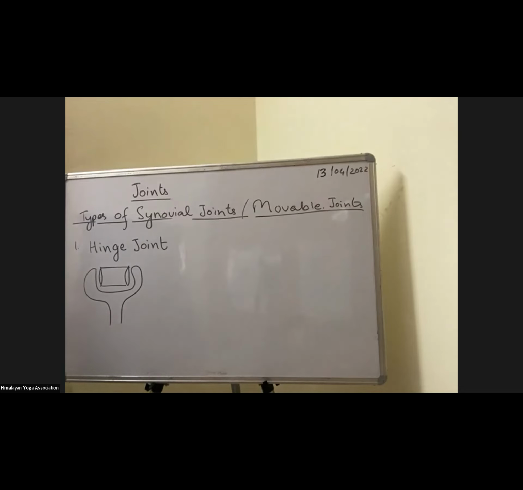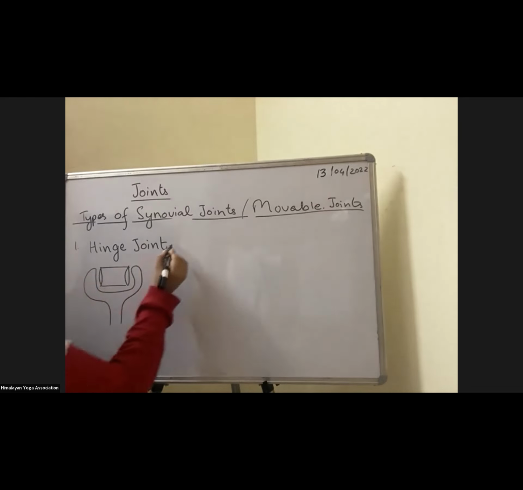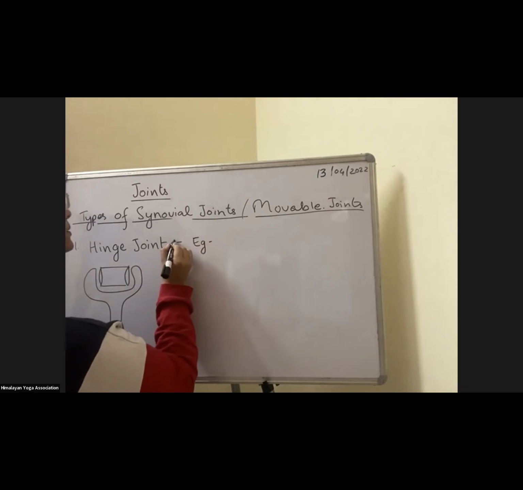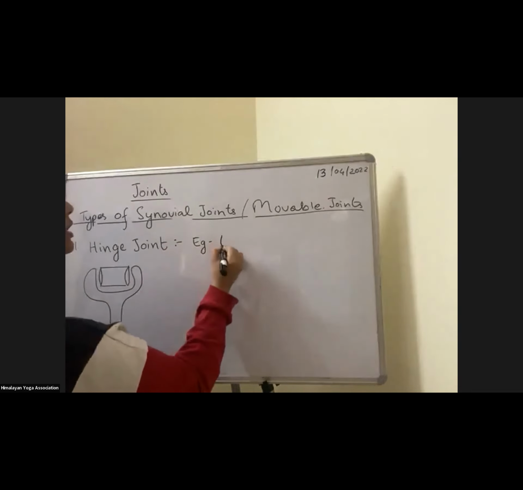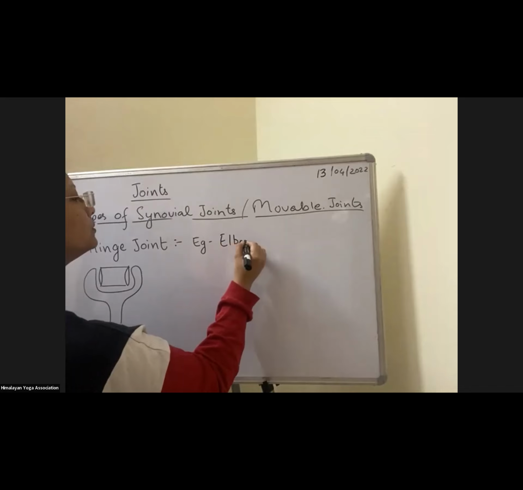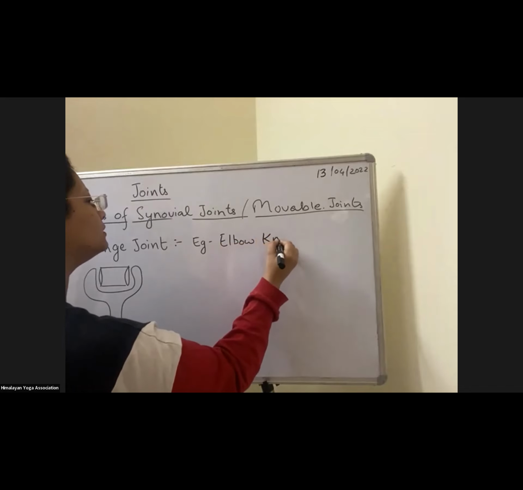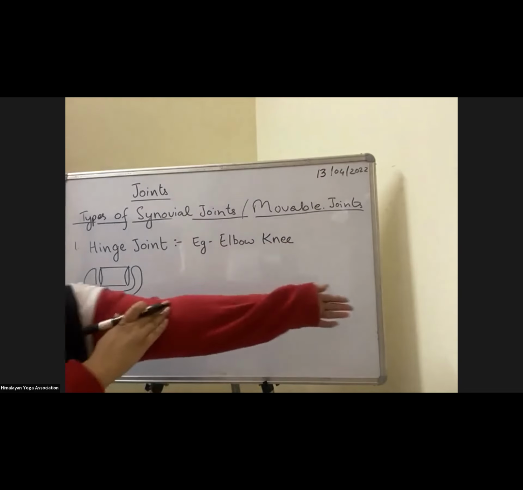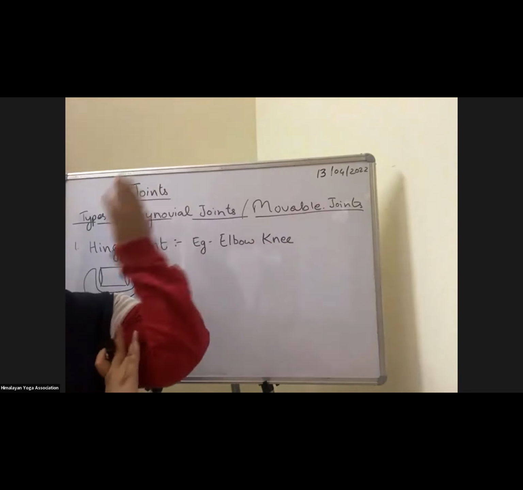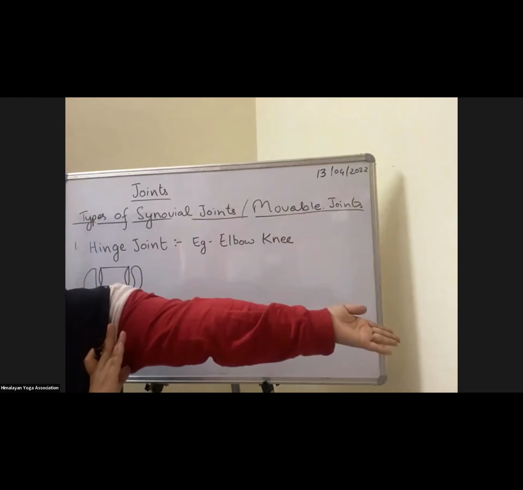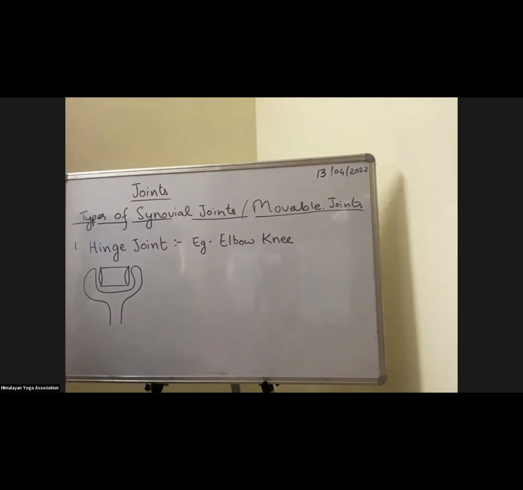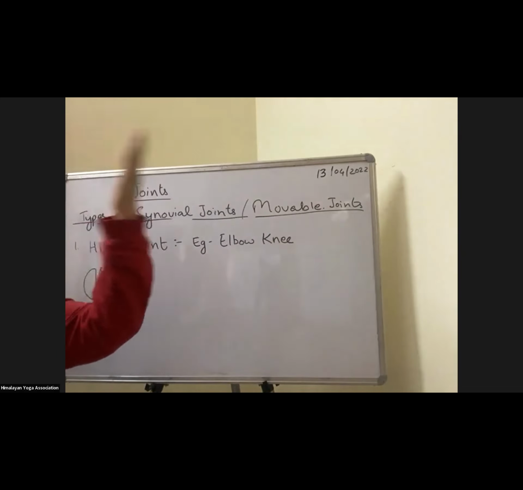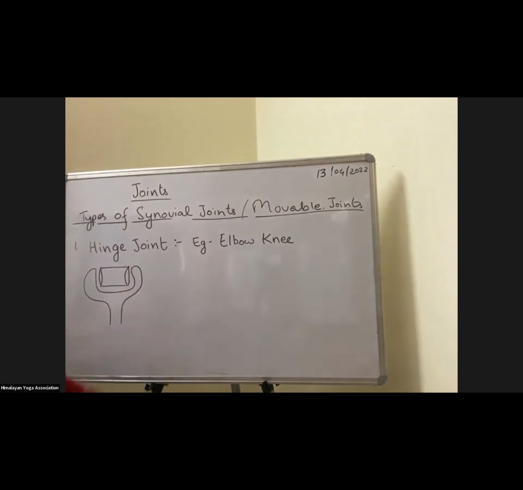Okay, example of hinge joint is elbow and knee. In this, what you get is flexion, extension. Okay. So this movement is along one axis. Example of hinge is a door.